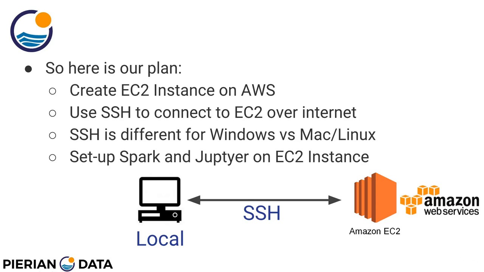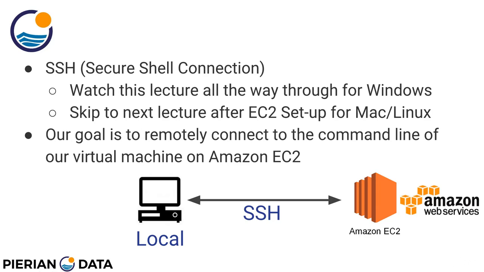Let's discuss Secure Shell. SSH stands for a Secure Shell Connection. If you're on a Windows computer, you'll watch this lecture all the way through. We'll show you how to set up the EC2 instance, and then we'll show you how to connect through SSH on a Windows computer. If you're on a Mac or Linux computer, you're going to watch the first half of this lecture where we set up EC2, and then I'll let you know when you can stop watching and skip to the next lecture for the SSH setup for Mac or Linux.